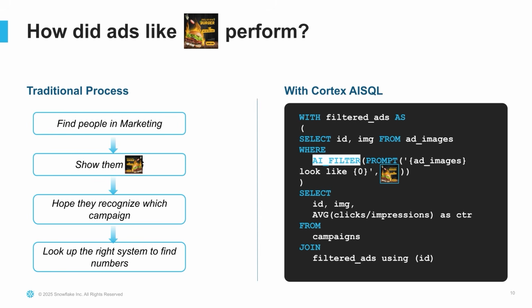If you look at the query on the right, you can use the AI filter function directly on images. How powerful is that, right? With that one single query, we are now able to identify and calculate the CTR for any digital asset that looks like this. Very powerful. You can write your own custom prompt here as well.